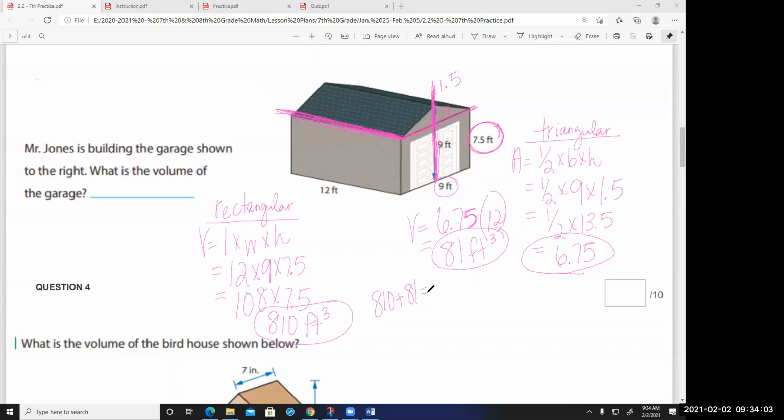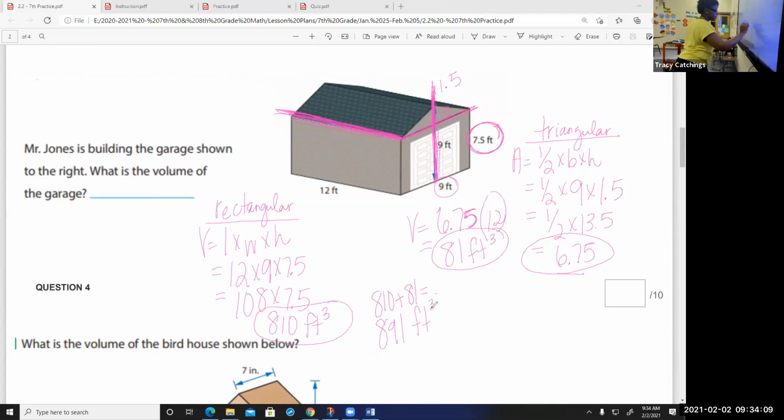$891. All right, and don't forget your units. Feet. Cubic feet. Don't forget the little 3. Any questions about it? No, ma'am.